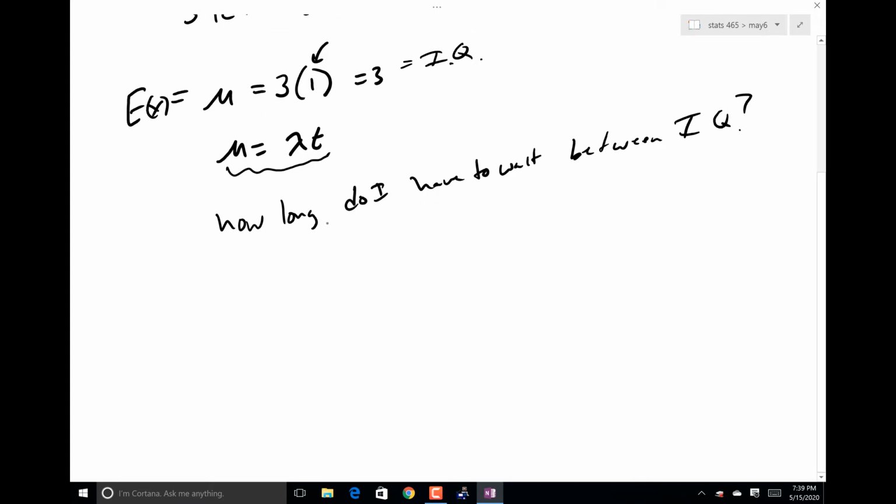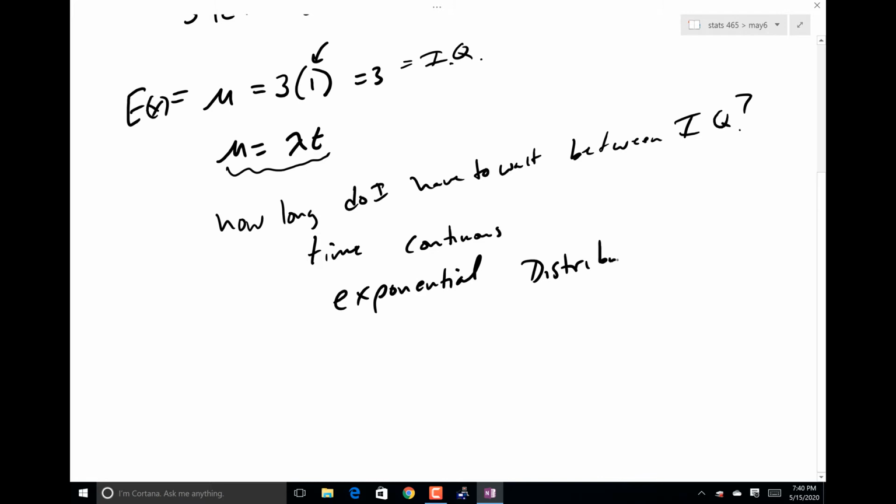Well, as soon as you think about that, how long? That's time. What does time look like to you? Well, time to me is a continuous distribution. And so this function has a name. This function is what's called the exponential distribution.